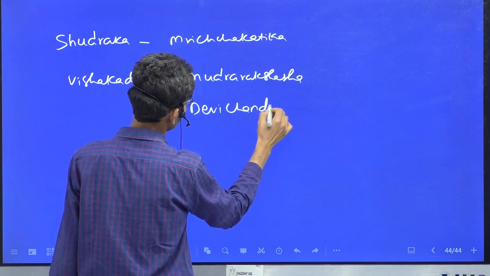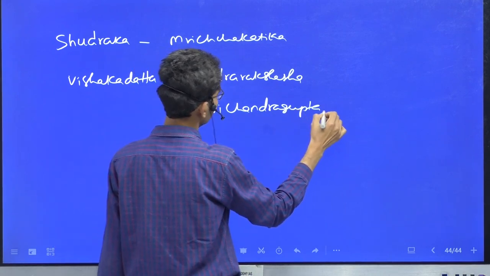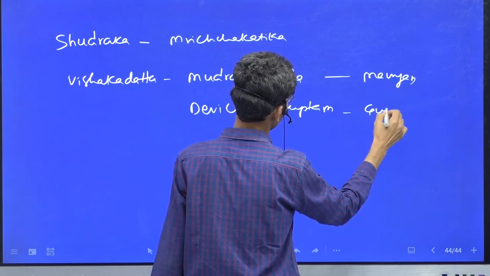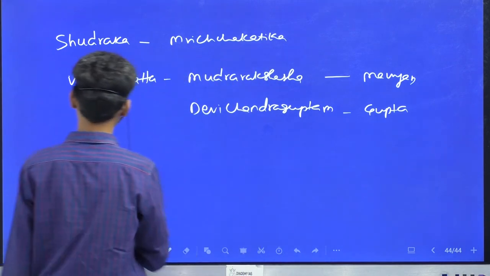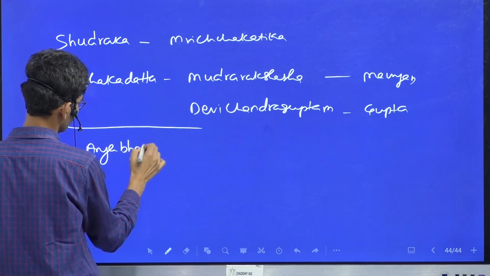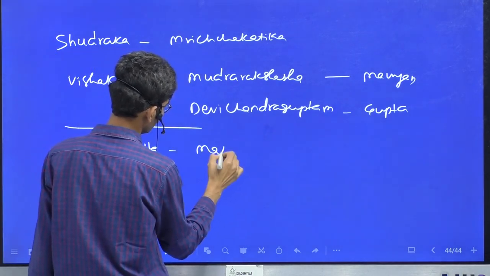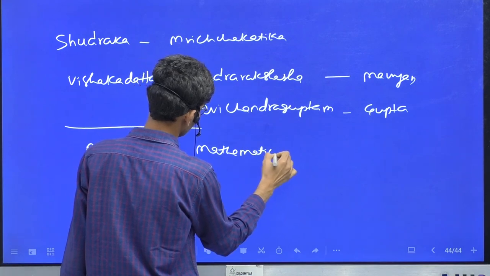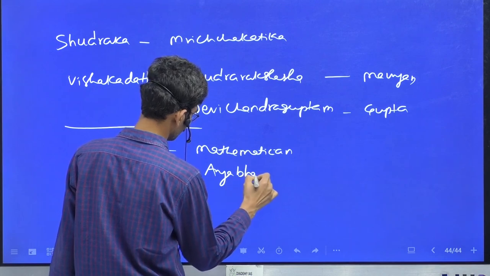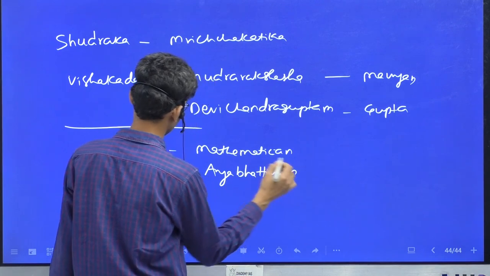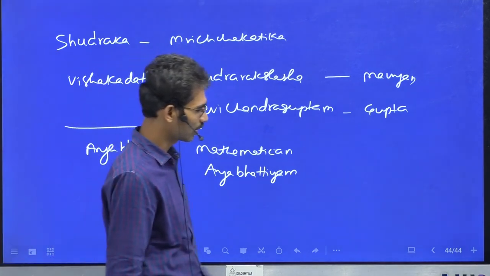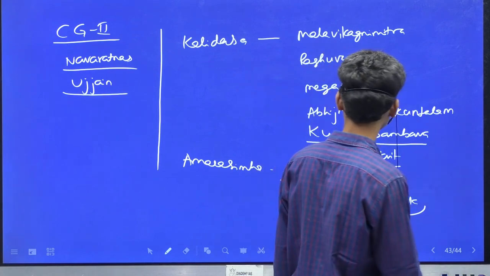Devi Chandraguptam. Mudrarakshasa is about Mauryan history. Devi Chandraguptam is about Gupta history. Then with respect to science, Aryabhatta, a mathematician, Aryabhattiyam. So likewise, some important authors around this time period.